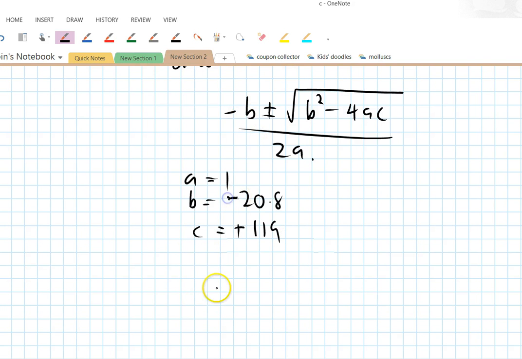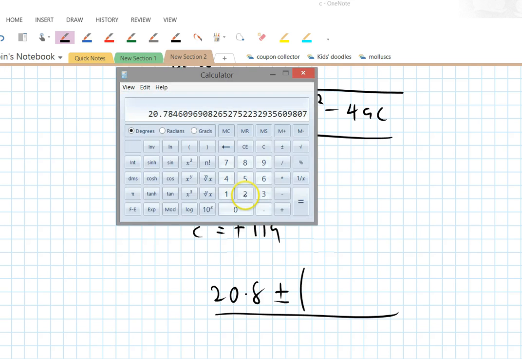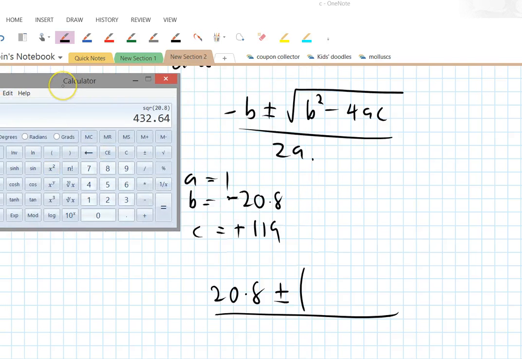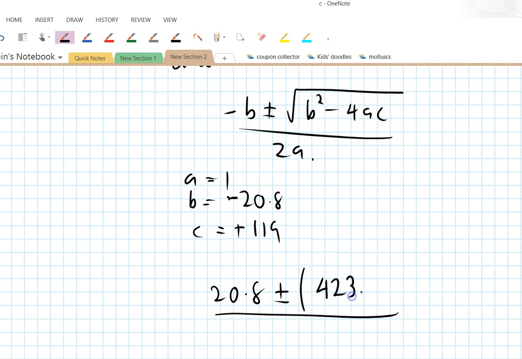So minus 20.8 is 20.8, plus or minus, I'm just going to go through the formula. The square root of b squared, 20.8 squared. But before I do that, we know that 20 squared is 400. So 20.8 squared is going to be a little bit more than 400. Probably about 430, something like that. Oh, 432. Okay. It's always nice to estimate these things. 432 with some decimal places that I can't be bothered with.